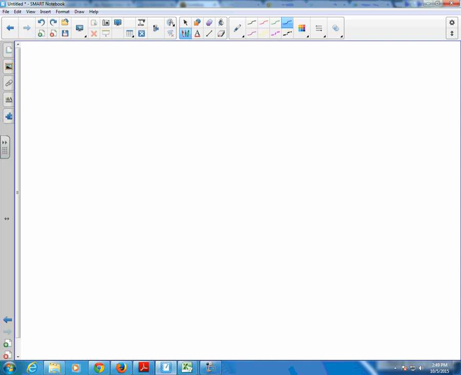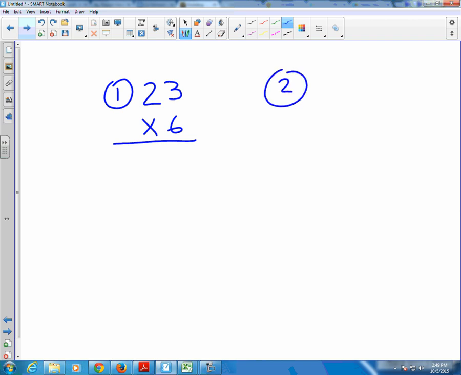So for home learning, we're going to do 2 exercises. Number 1, 23 times 6. And number 2, 59 times 8. I would really like it if you can write the estimate, but what's really important here is the multiplication, okay?